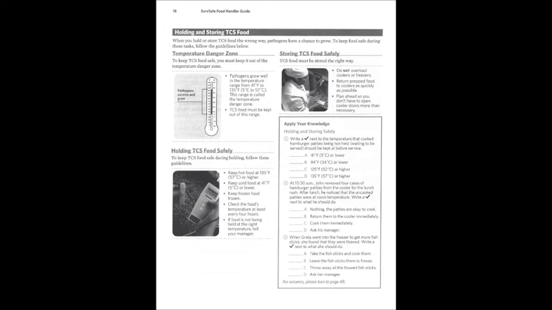Holding TCS food safely. To keep TCS food safe during holding, follow these guidelines. Keep hot food at 135 degrees or higher. Keep cold food at 41 degrees or lower. Keep frozen food frozen. Check the food's temperature at least every 4 hours. If food is not being held at the right temperature, tell your manager.